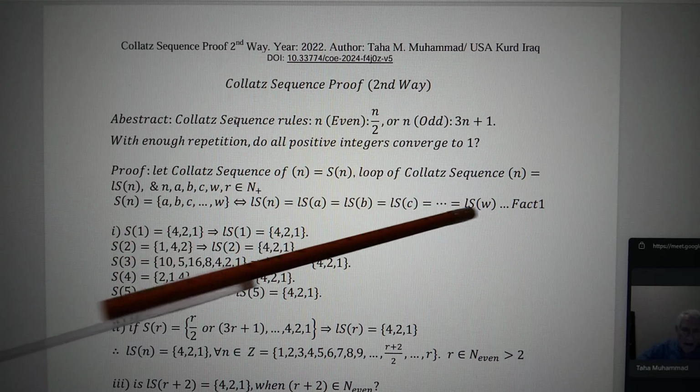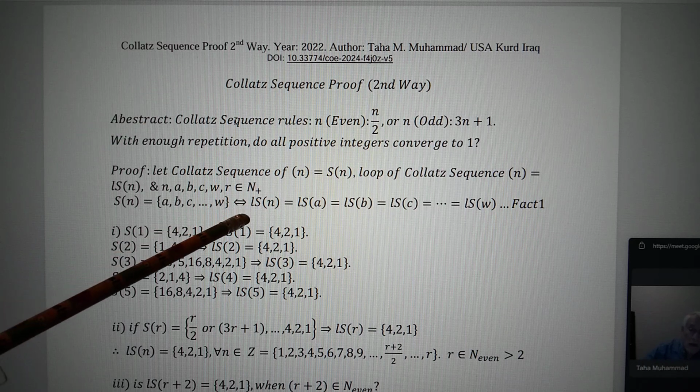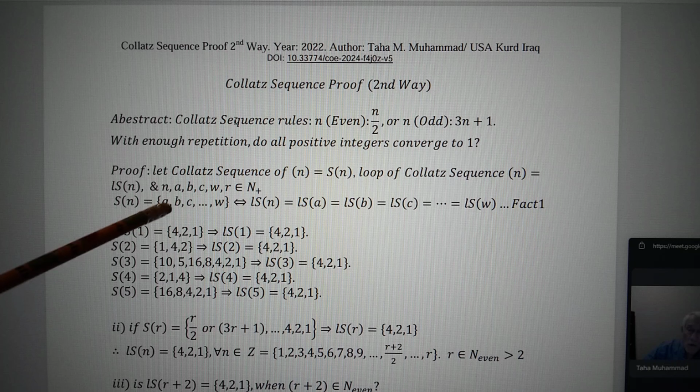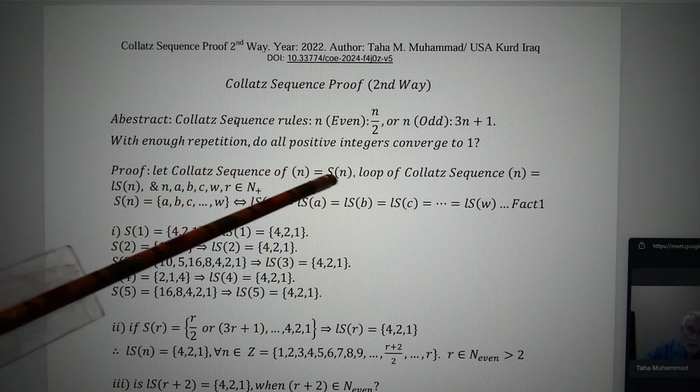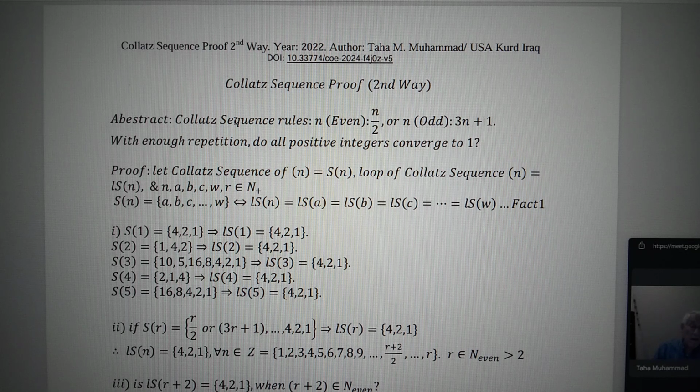Here I have a fact, this belongs to me, I discovered that: the sequence of n, F equals A, B, C, continue for W and stops, if and only if the loop of n equals the loop of B equals the loop of C, and so on. I name it fact 1.